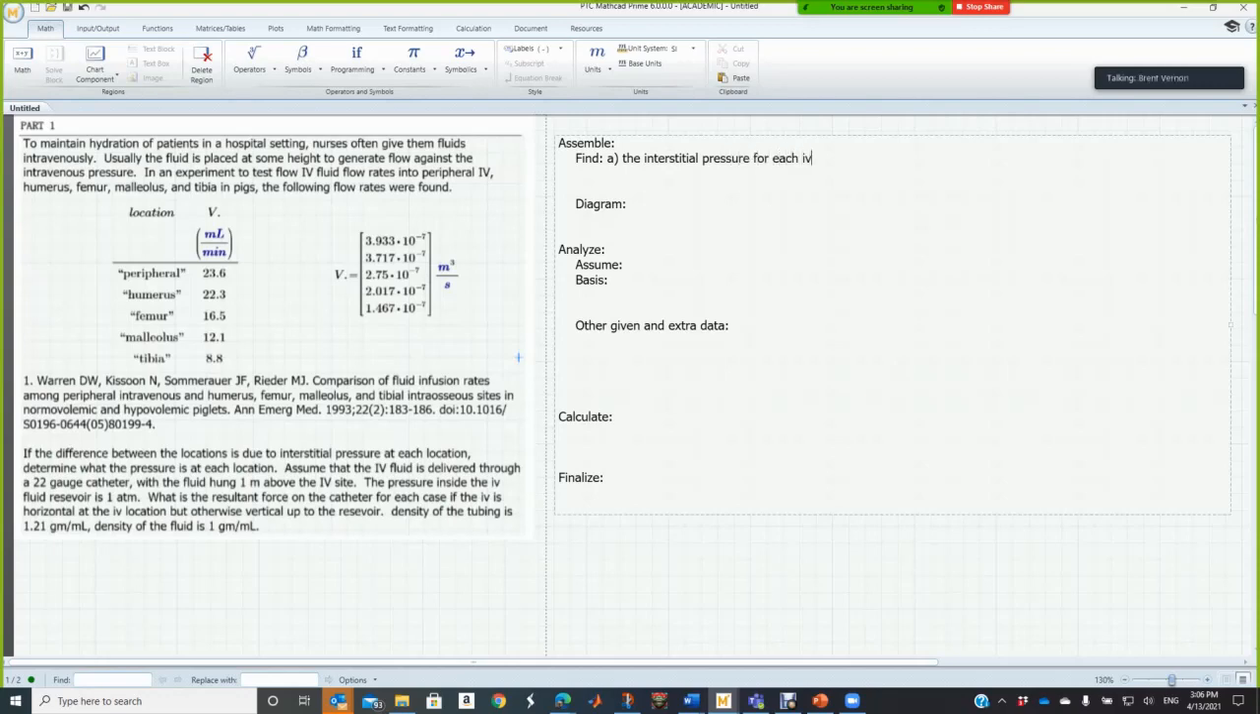for each IV location. And it's also asking for the resultant force. You're also being asked for the resultant force at each location on the catheter or the needle, the catheter needle, to maintain its position.